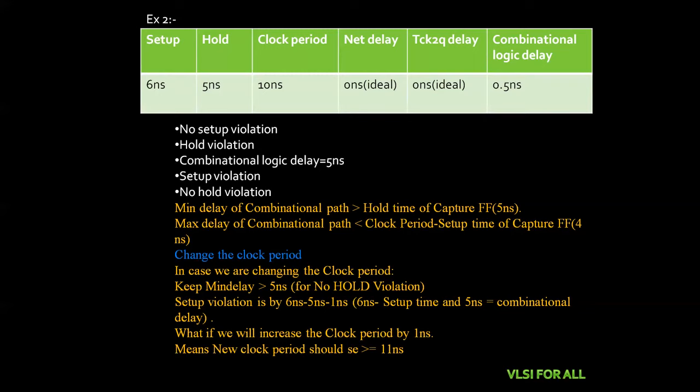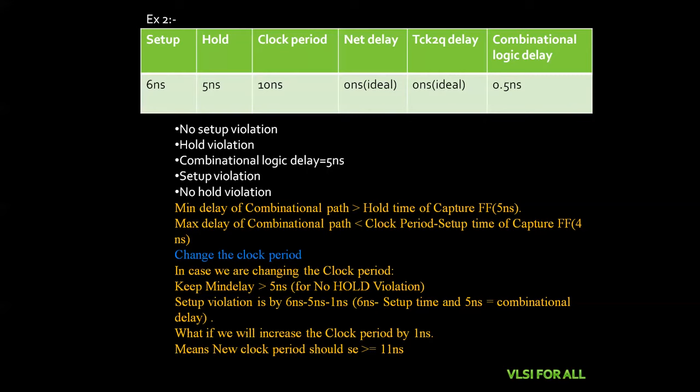Let's take the hold time as 5 nanoseconds. So we need the signal to be stable for 5 nanoseconds after the application of the clock signal, but at 0.5 nanoseconds the signal is changing. So here the hold time violation occurs.